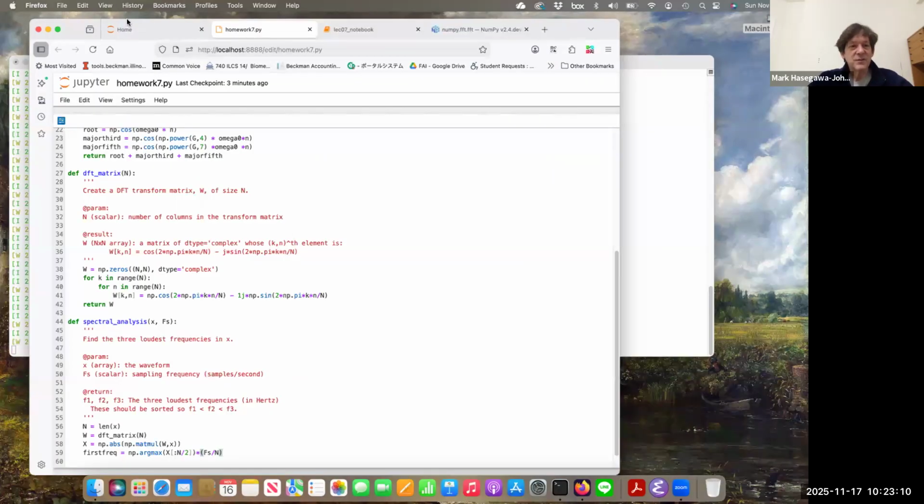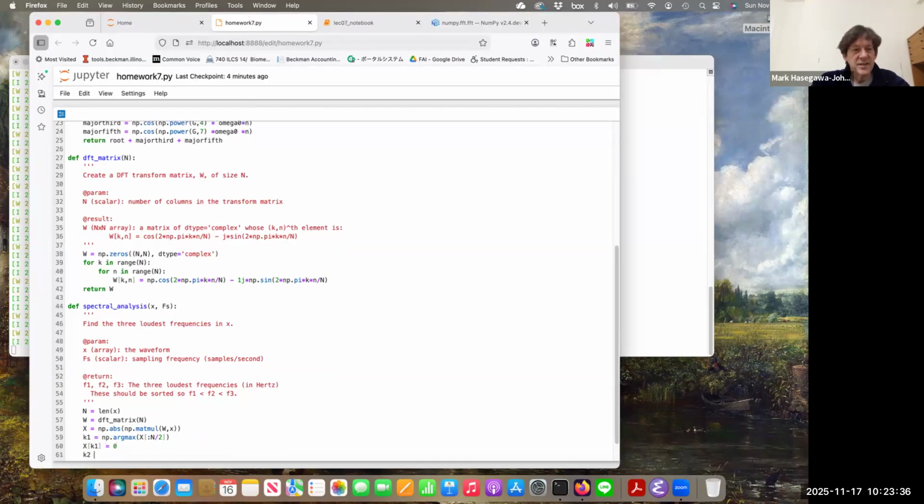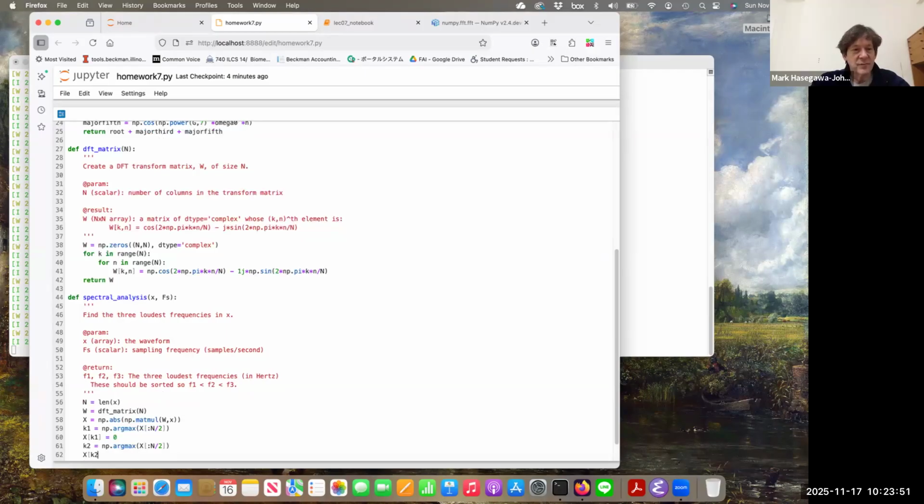And then after I've found the first frequency, I want to set that sample to 0. Oh, let's find K1. Actually, I want to set that sample to 0 before I convert it. So let's just say x of K1 is equal to 0. And then let's find K2, which is the argmax of what's left over. And let's set K2 equal to 0. And then let's find K3, which is the argmax of what's left over.